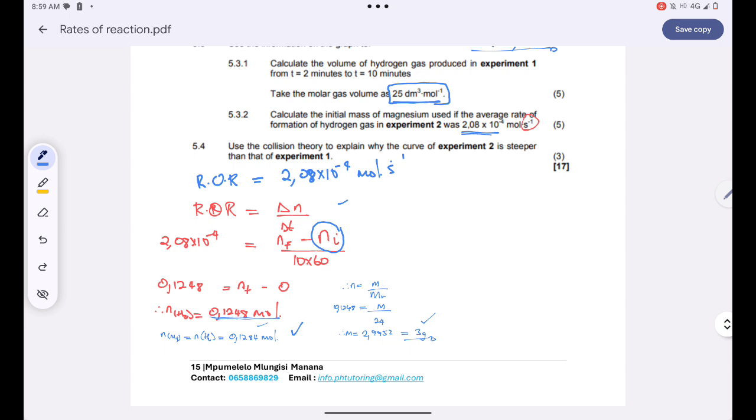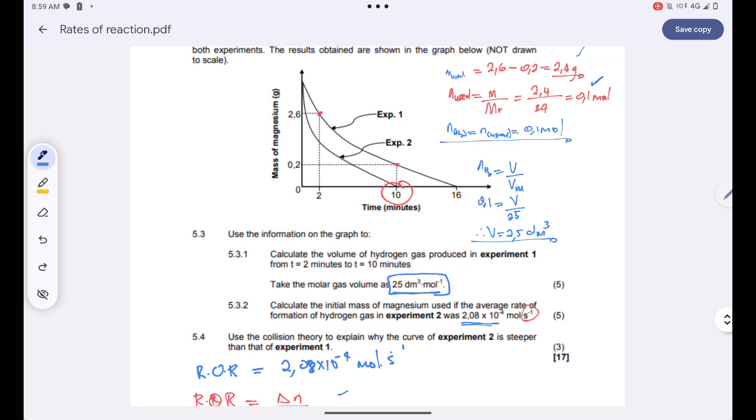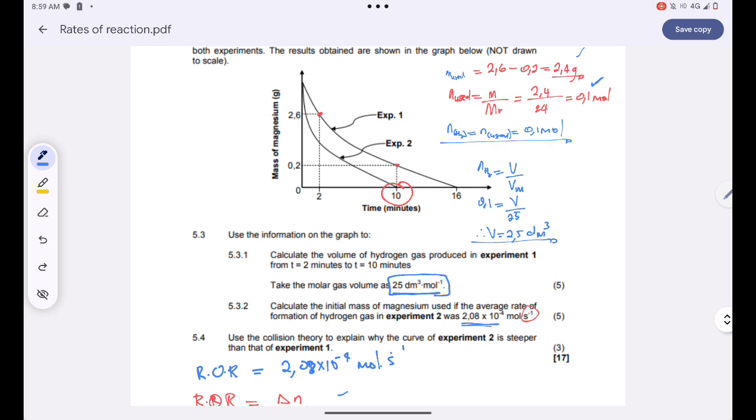Okay, use collision theory to explain why the curve of experiment 2 is steeper than that of experiment 1. The curve, guys, whenever you deal with reaction rates of reactions, the steepness just tells you about the reaction rate. The one which is more steep has a faster reaction rate. So we can see that experiment 2 has a steeper graph because it has a faster reaction rate. And why is the reaction rate faster?